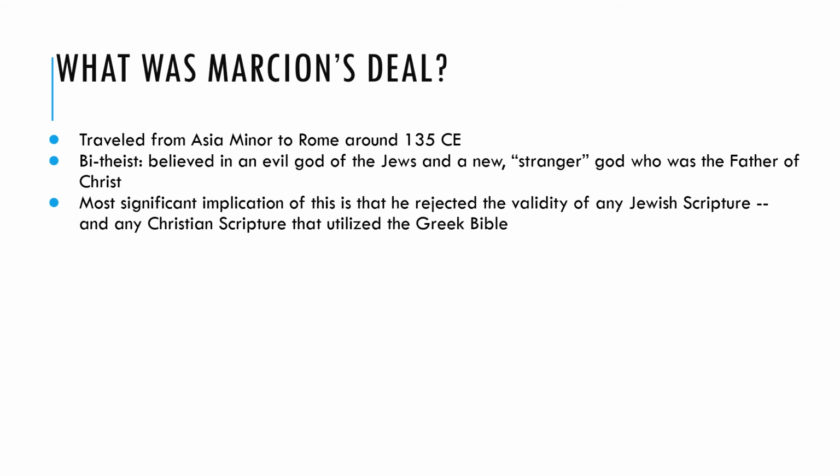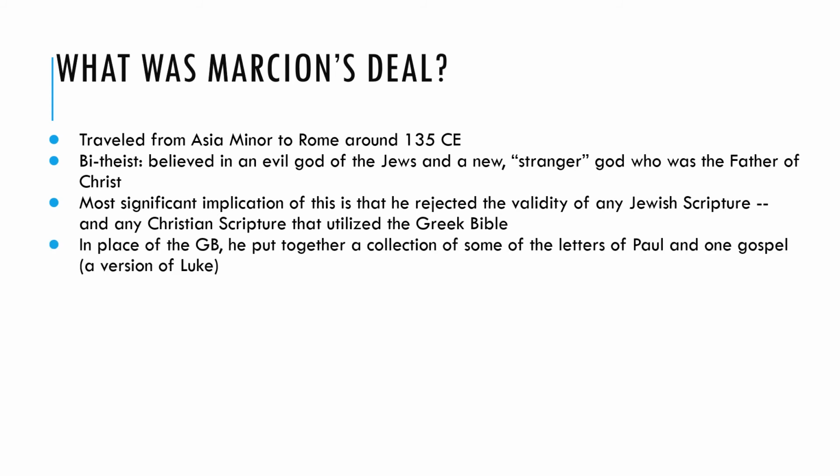And so part of what he did here, he couldn't reject all those things outright because then he'd have nothing. So what he did was he got rid of the Greek Bible, and he put together a collection of some of the letters of Paul, but ones from which he expunged the references to the Bible, and one gospel, which was a version of Luke that also took out these mentions of the Greek Bible. And this became his new set of scriptures for himself and for his churches.